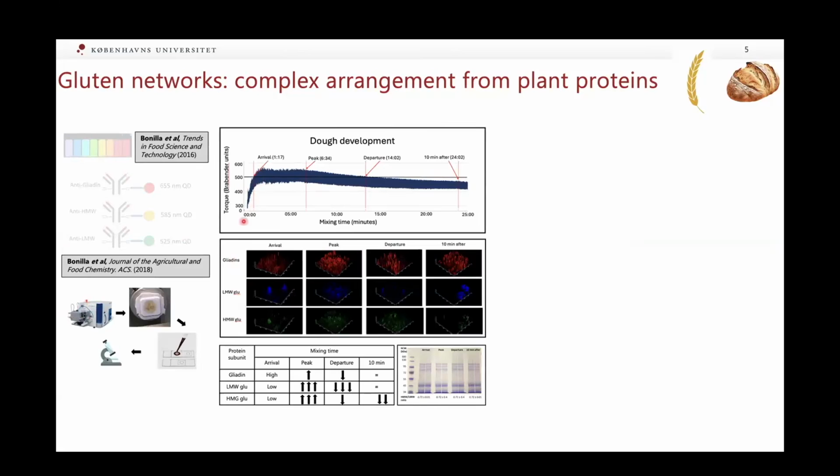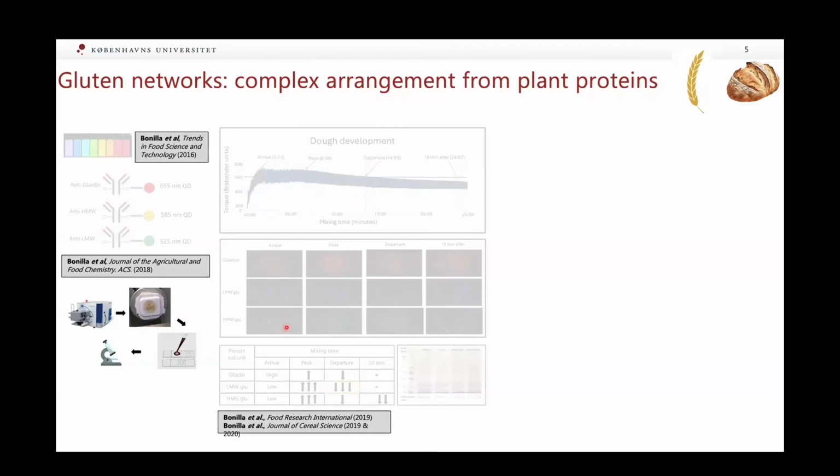This curve here is what the farinograph generates. So basically, you put water and flour, and then you mix over time, and you measure the resistance to deformation in the paddles of the machine. So we took the samples at different times, and we could look at the distribution of specific gluten proteins. And yeah, there is more there, but I just want to focus on the technique here.